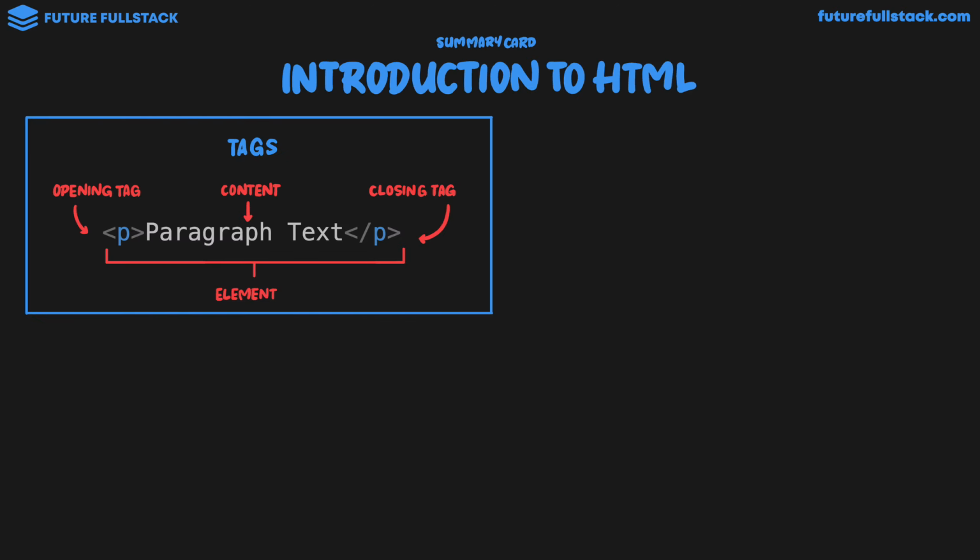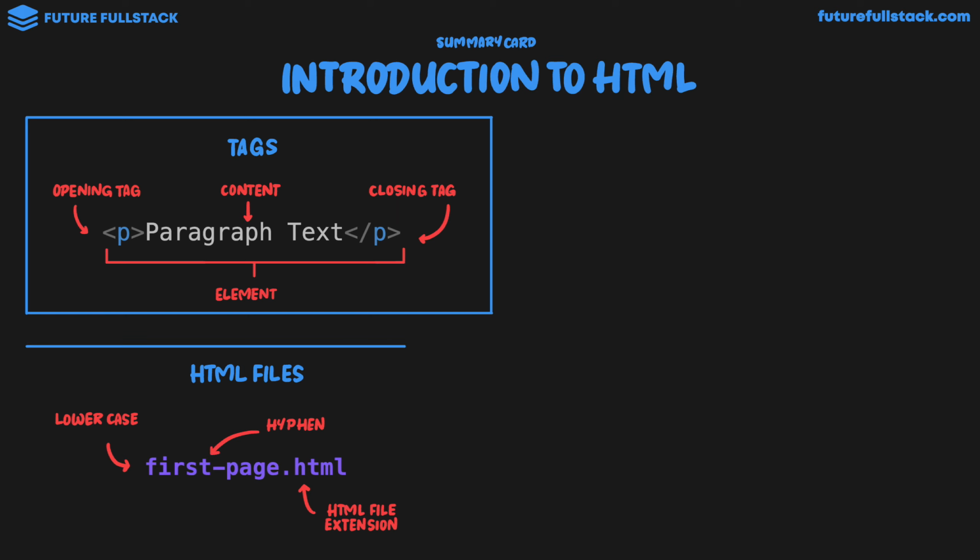All right, to finish up, let's add to our summary for this topic, Introduction to HTML. In this video, we learned about HTML files. We created our first HTML file, first-page.html. We saw that we needed the HTML file extension. The name of the file had to all be lowercase. And if there were more than two words, we hyphen separated them. Over the next few videos, we'll continue adding to the summary card.